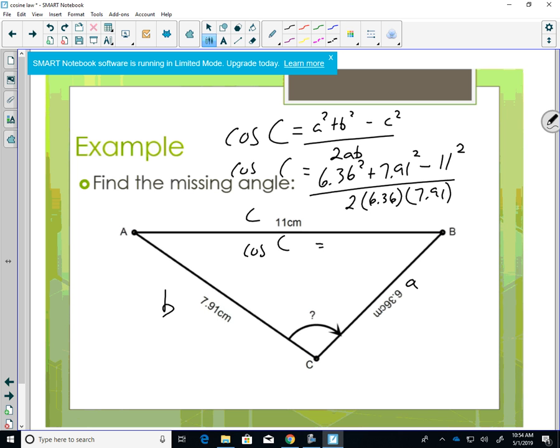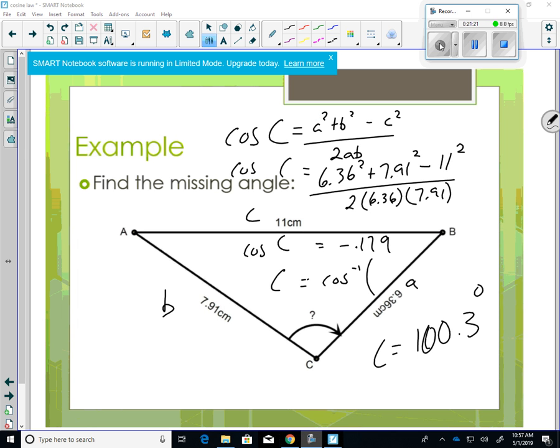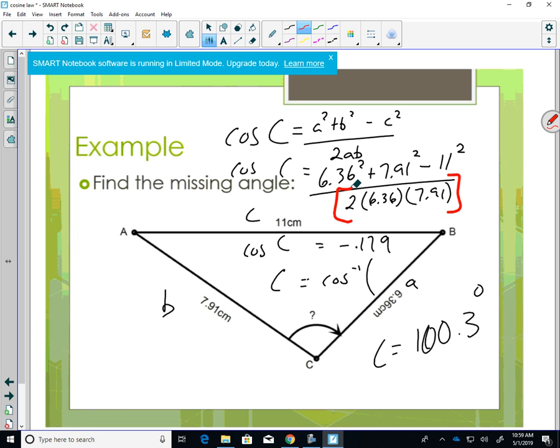So all of that is cosine C. Try it on your calculator, and then tell me what your answer is. The brackets that you use are like this. They're around that whole thing on the bottom. Okay?